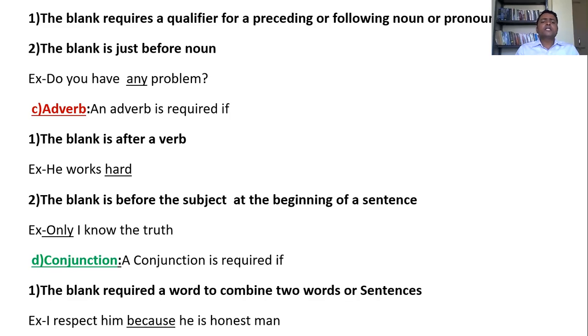So here the conjunction has joined two sentences. So, for example, I respect him because he is honest.